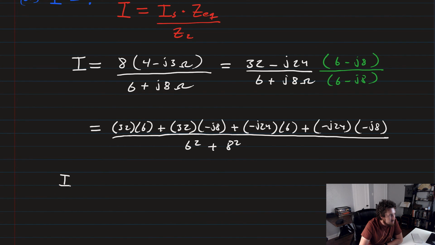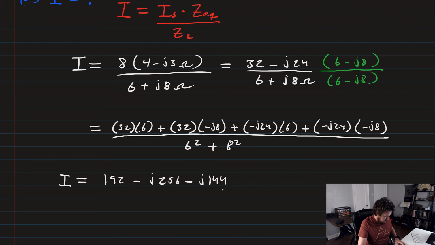Let's break down some of these numbers. Let's see, I'll punch it into my calculator and check my notes. It's going to be 192 minus J256 minus J144 minus 192, over, you guessed it, 100.